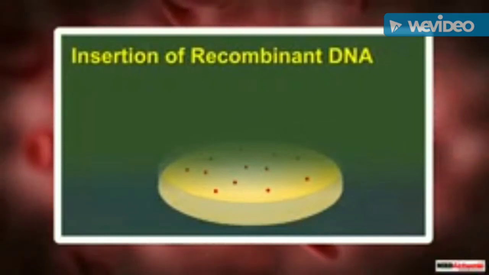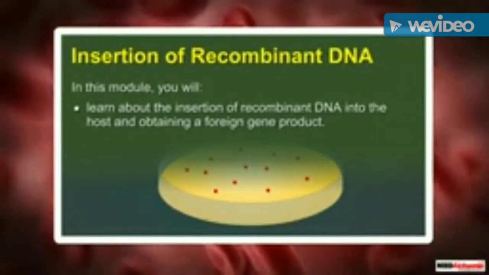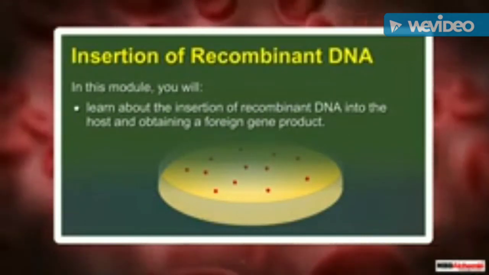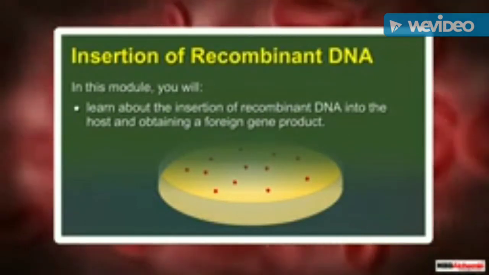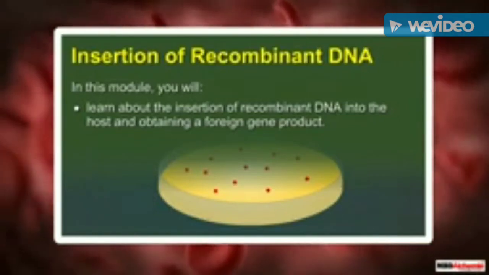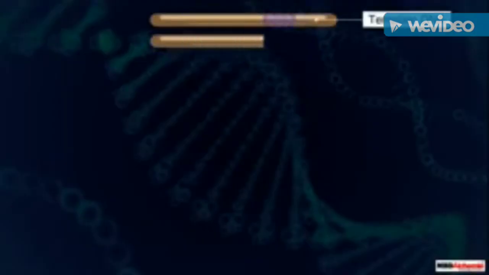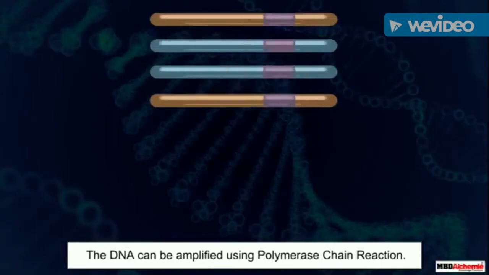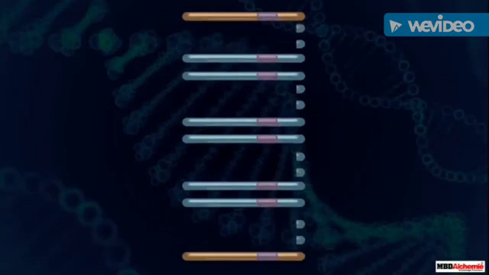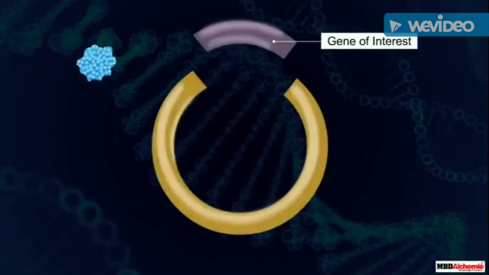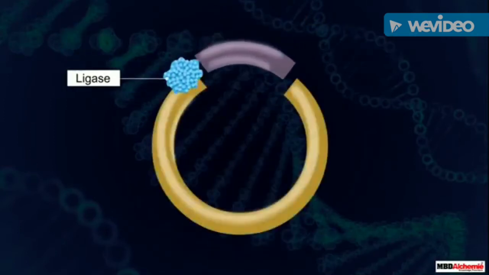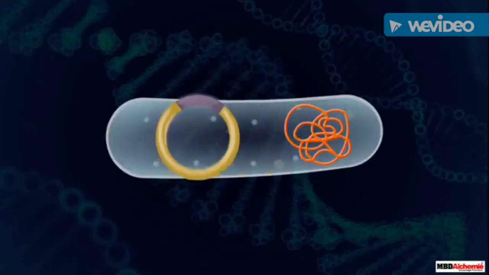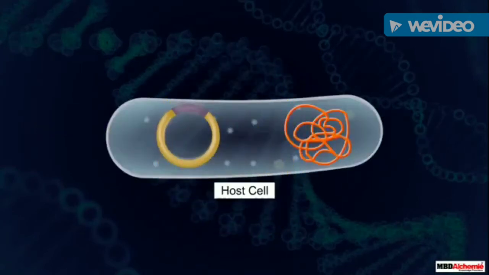Insertion of recombinant DNA. In this module, you will learn about the insertion of recombinant DNA into the host and obtaining a foreign gene product. We have already learned how the gene of interest can be amplified using polymerase chain reaction. Now, once the gene of interest is amplified, it is ligated with a vector. This in turn is inserted into a host cell for further cloning.